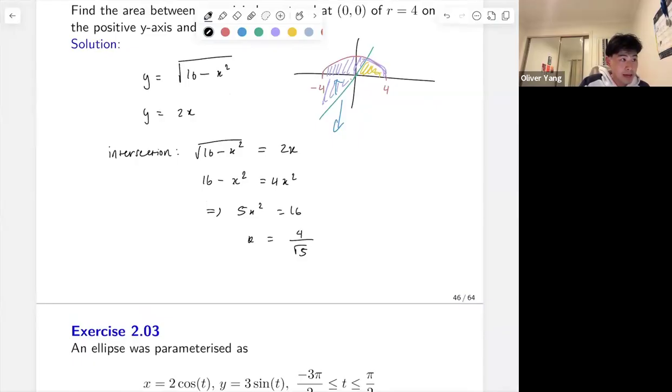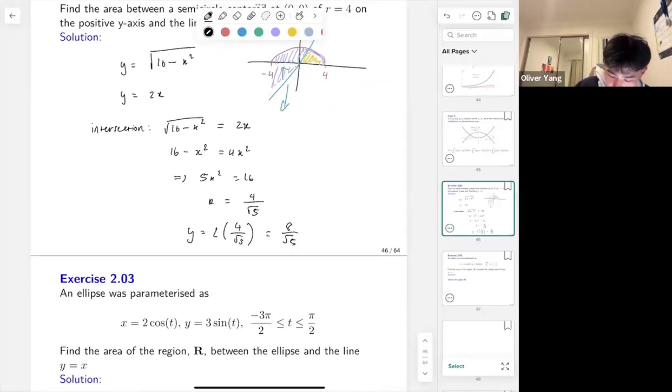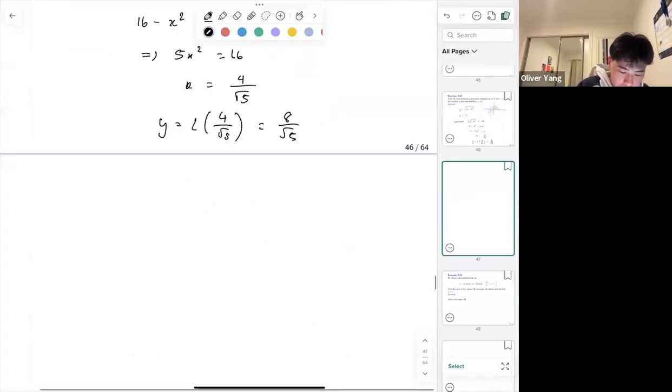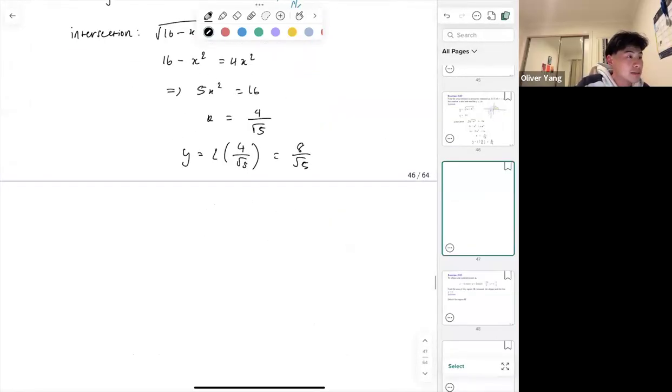Then we know that y equals 2 on 4 on root 5, so your intersection is at 8 on root 5. Okay, I'm just going to add a thing. I did not give enough space for that. All right, cool. Now we've got our terminals, right?